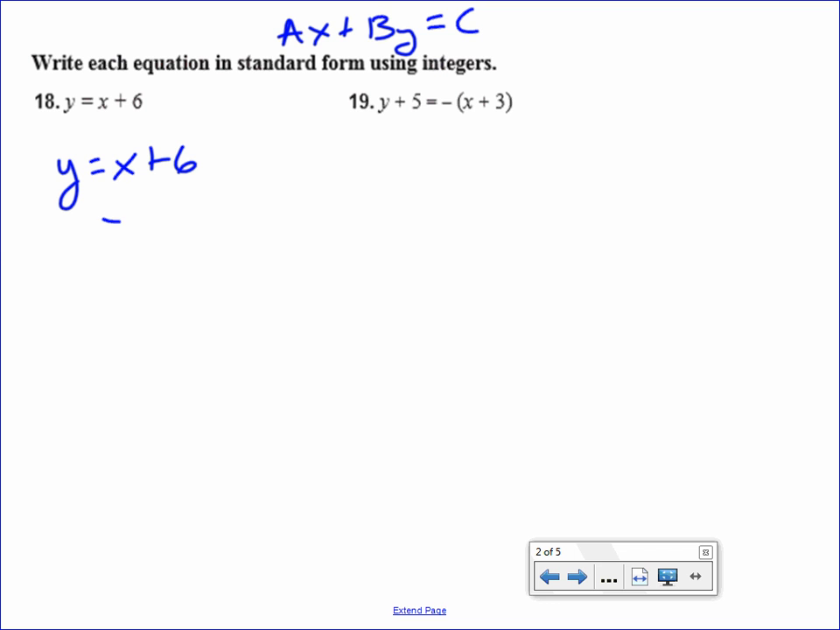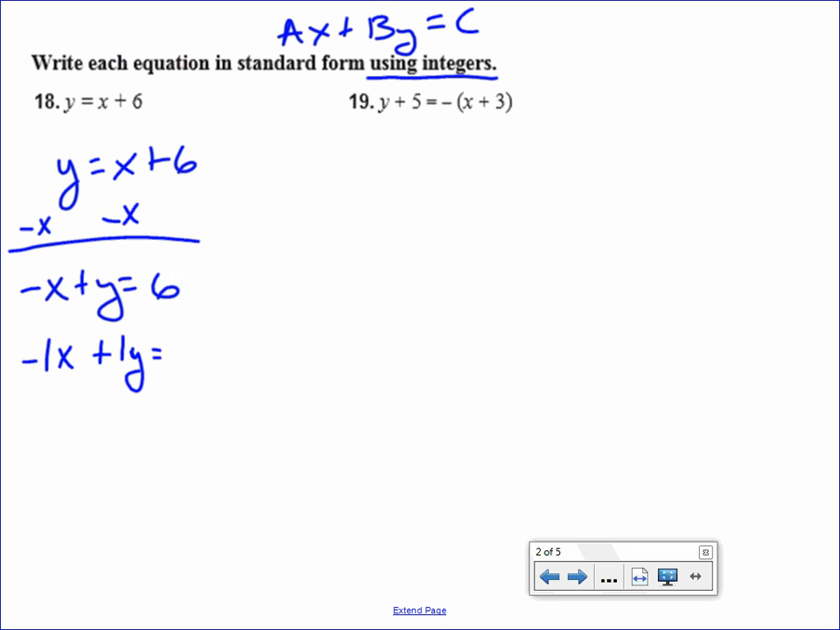So all we'd have to do on this one, we just simply move the x's, so I'd have a negative x plus a y equals 6. Now this is in standard form. So what does the second part mean? Using integers, that would simply mean that the coefficient with the x is truly a -1, and the coefficient with the y is a 1, so it's truly these two are talking about the same thing. So the coefficients are integers. Integers are, again, no slope, or excuse me, no decimals, no fractions.